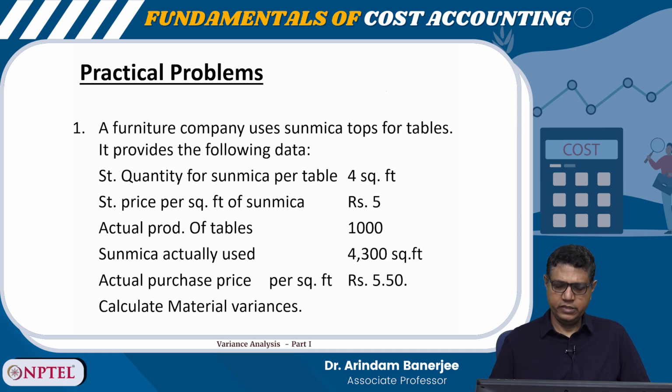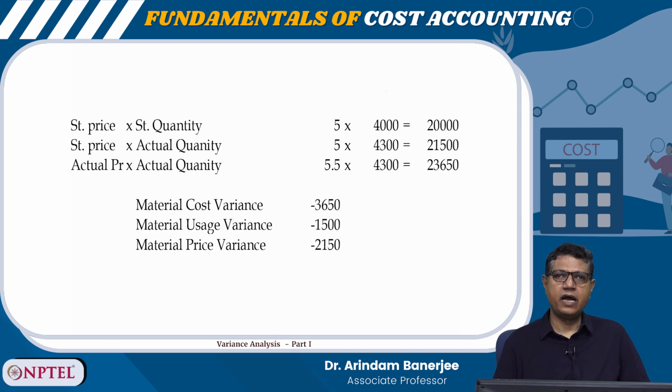Okay. So, for the material variances, the first one I need to calculate is standard price into standard quantity. So, standard price is 5, standard quantity is 4000, so 20,000. Standard price into actual quantity, 5 into 4300, 21,500. Actual price into actual quantity, 5.5 into 4,300, 23,650. So, material cost variance we can calculate, right.